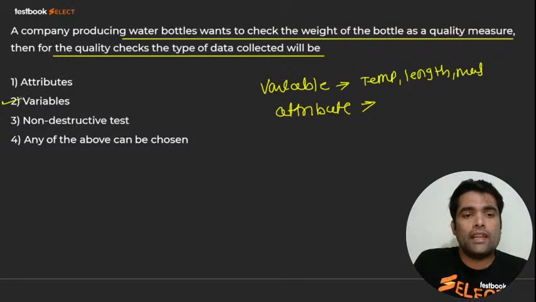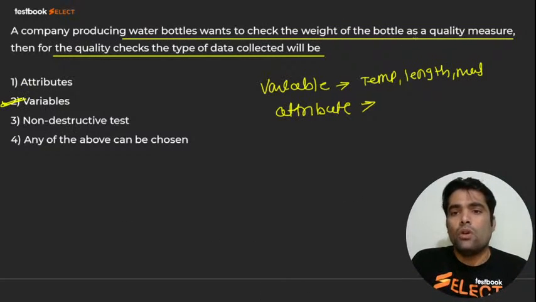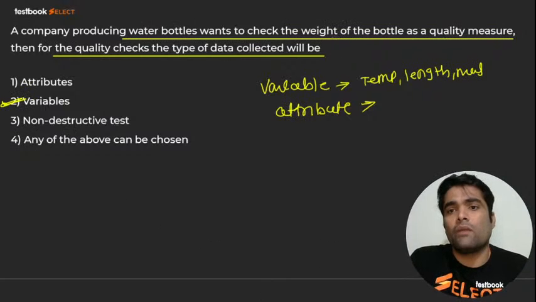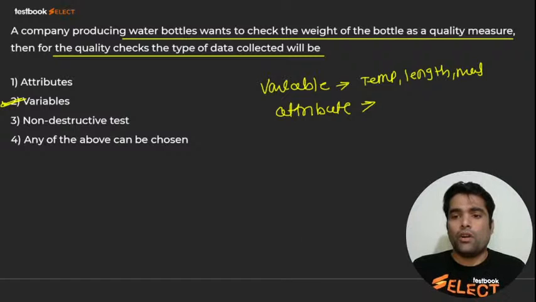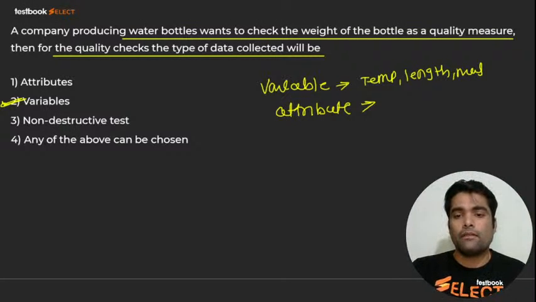So here we are going to use variable, because here they have said the weight of the bottle. That is what we have to measure, weight, right? I hope you got it. Very good. It should not be attributes. I repeat, it should be variable.